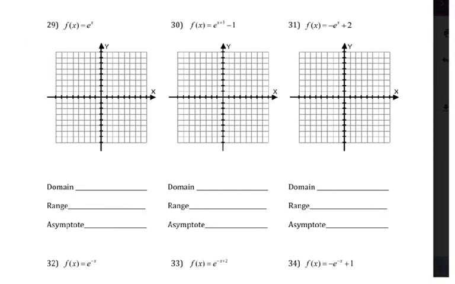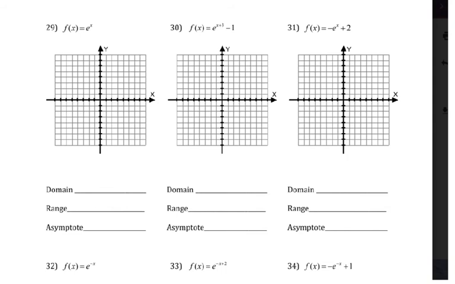Now we roll into e. E is my natural log function. It's the inverse of a natural log, which we'll talk more about soon. I'm going to do the first two by hand, then we'll use the calculator.